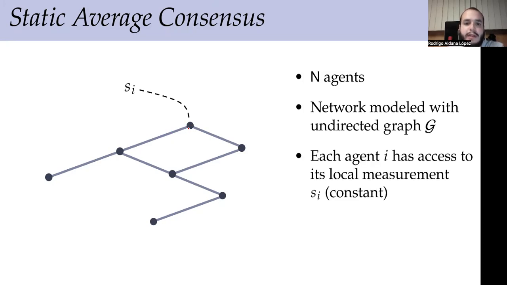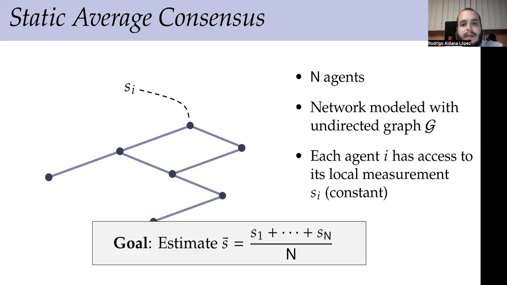And at each node, usually we have some measurement or some quantity of interest. We call it Si for agent i. And the goal for the average consensus problem is to estimate this static average, okay? So you have these constants distributed across a network, and you want to compute this average. Note that this is a global quantity, right? If you had access to all the Si at the nodes, you could compute this average, of course, but the challenge is to compute it in a distributed fashion, at each agent using only local interactions, right?